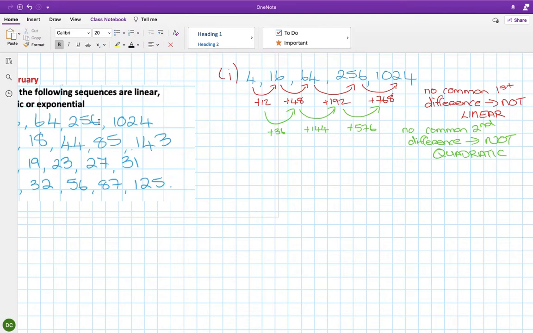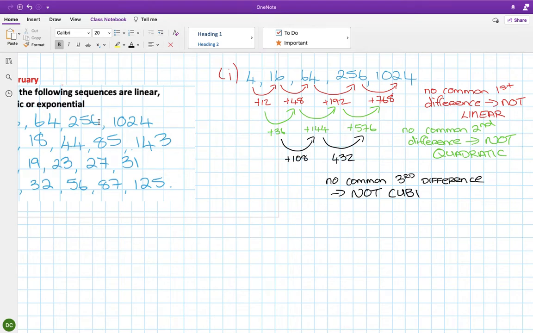So I'll check my third difference. So 144 minus 36. That's a jump of 108. And 576 minus 144 is a jump of 432. So I have no common third difference, which means it's not cubic. So I've ruled out three of them.